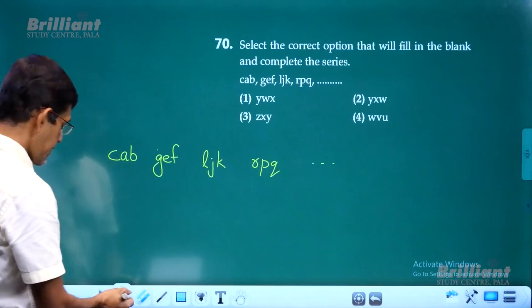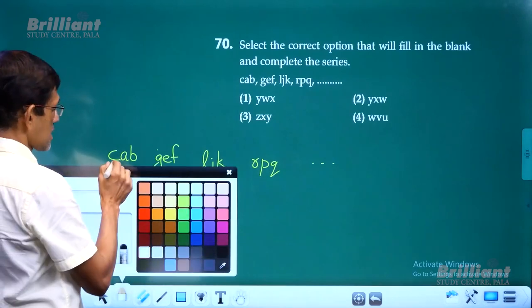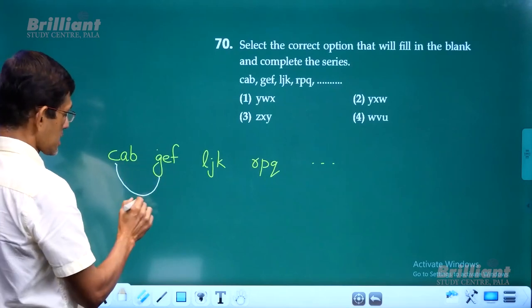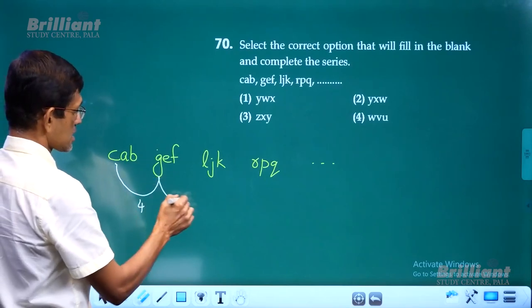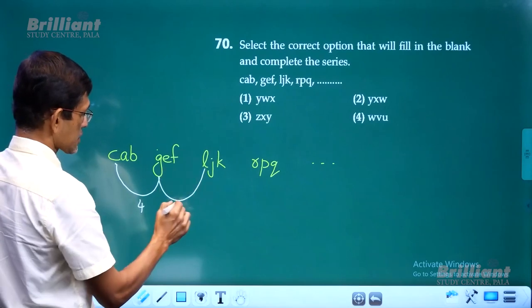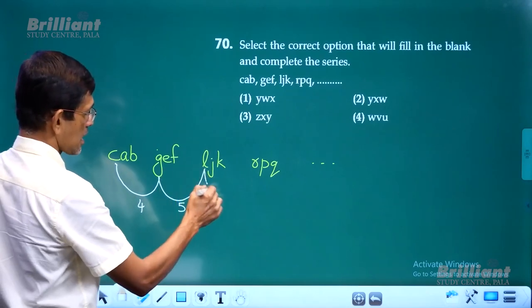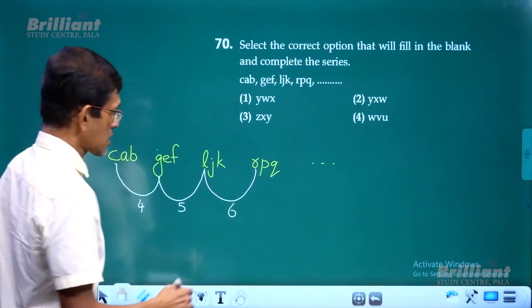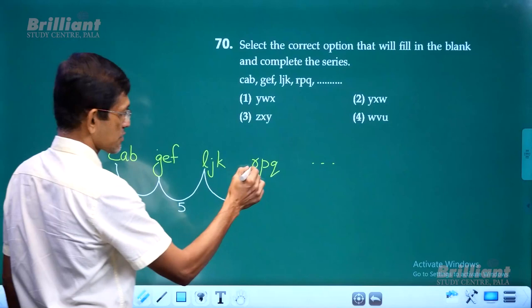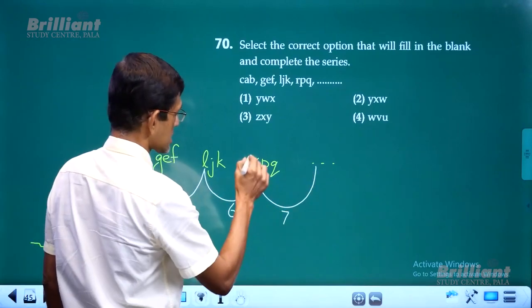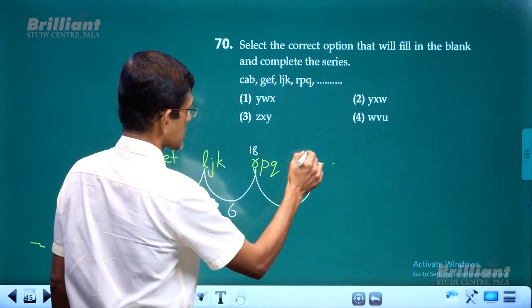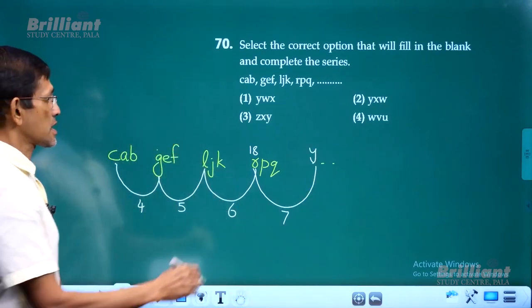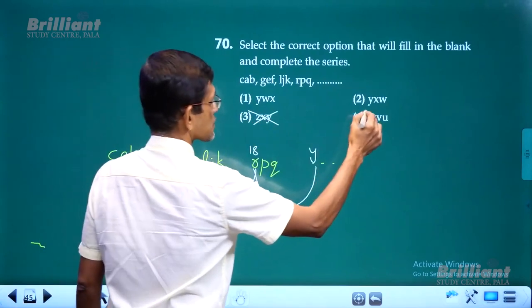We'll look at the first letters. CG: C is 3, G is 7, so plus 4 is 7, then this is 12, so plus 5 is 12, and this is 18, so plus 6, L plus 6 is R. The next one must be 7, so R is 18, 18 plus 7 must be 25, so Y would be the first letter. In this case, this one cannot be the answer.